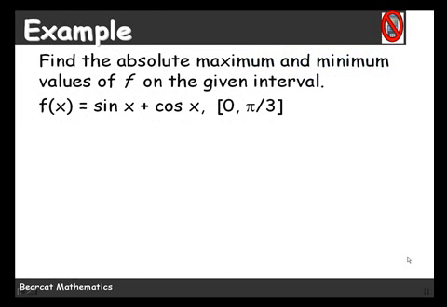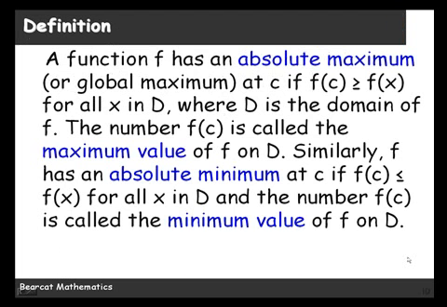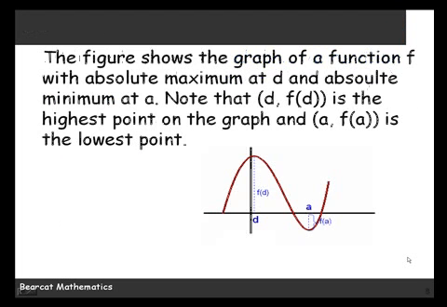In this example, we're going to find the absolute max and min values for f on the given interval. The function we're studying is sine of x plus cosine of x. The interval is from 0 to pi over 3 inclusive. If I'm looking for maxes or mins, I think back to that diagram we just had. Notice that maxes and mins occur at points of horizontal tangency. So that happens when the first derivative is 0.